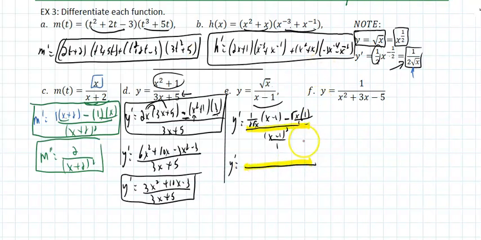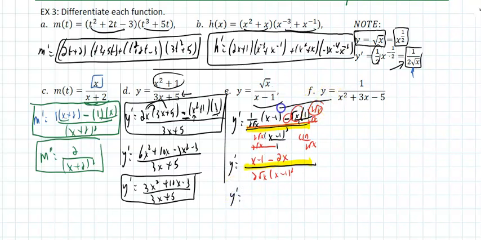So the LCD is 2 radical x. This is missing nothing. This is missing 2 radical x. And this is missing 2 radical x. If they all have the same denominator, you ignore that denominator. That's x minus 1 minus 2 radical x times radical x is 2x, over twice radical x into x minus 1 squared, and that simplifies a bit more.